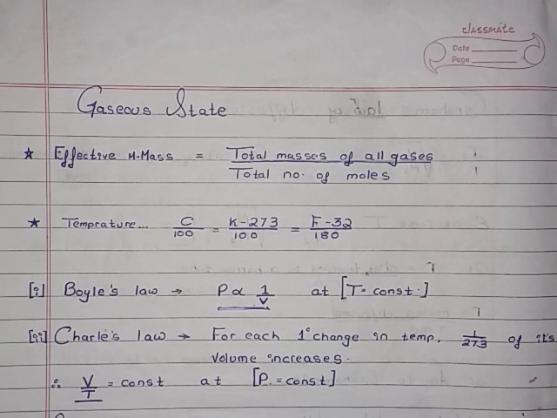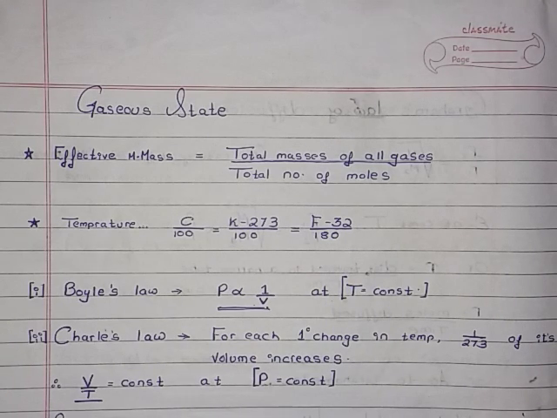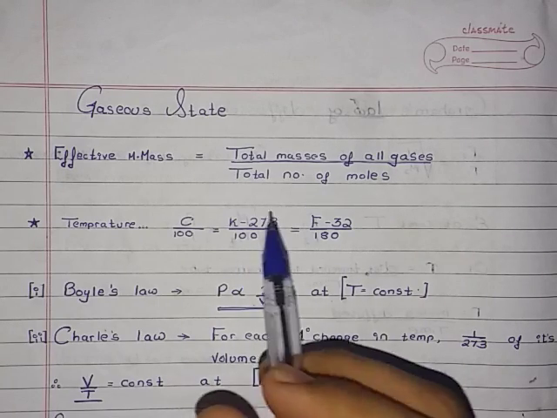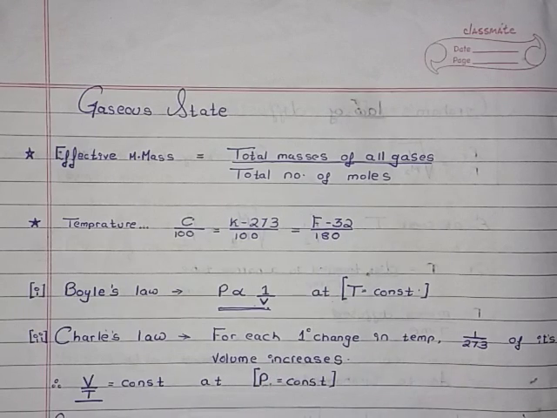Let's start. Now, the first thing, effective molecular mass. It is nothing but the summation of all the masses over the summation of the total number of moles, since moles equals mass upon molar mass. Simple conversion for temperature: C upon 100 equals K minus 273, that is for Kelvin, and for Celsius to Fahrenheit, this formula. I hope you know this basic stuff.